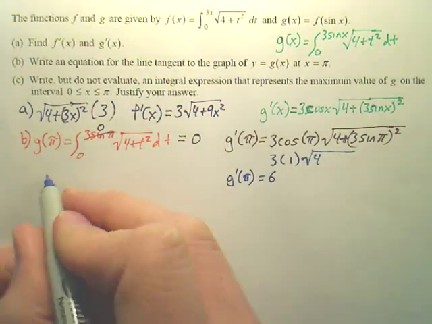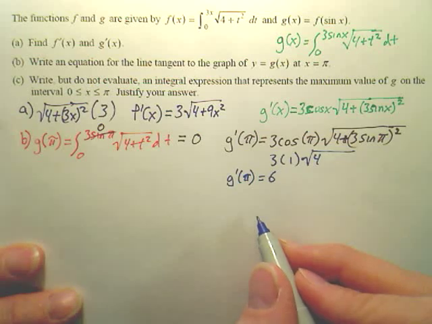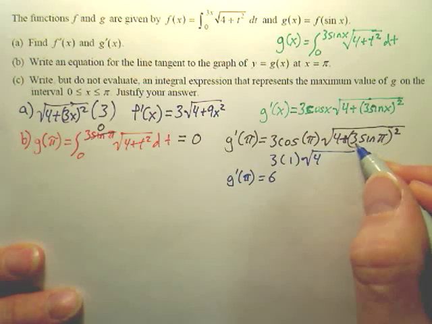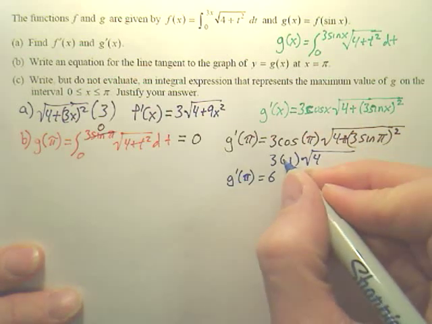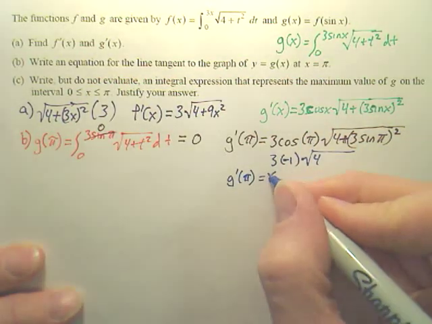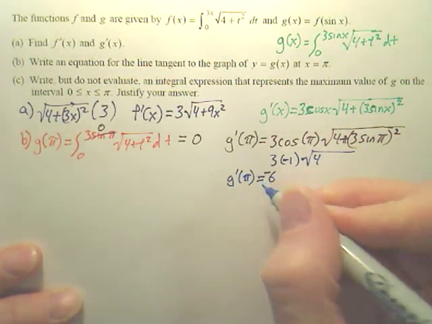Now, did I mess up? No, because this is 0. No, I mean, is this negative 1? Thank you. Is that negative 1? So that'd be negative 6. Good observation.